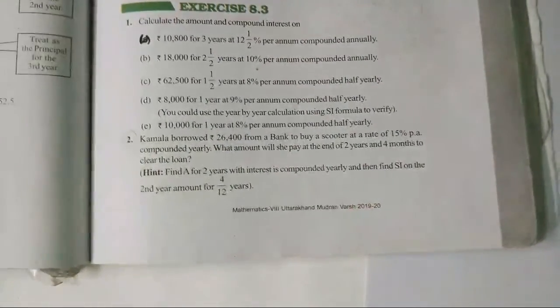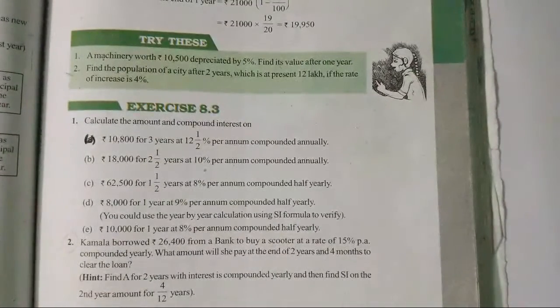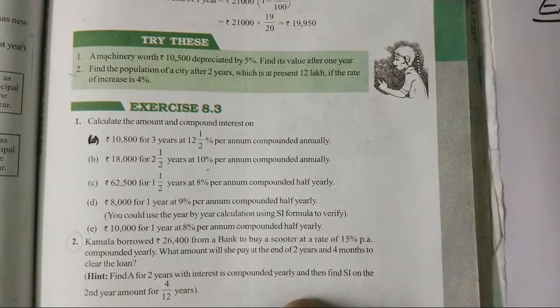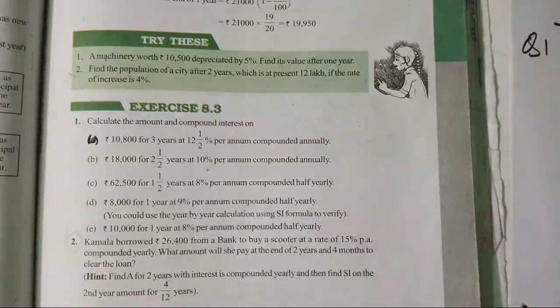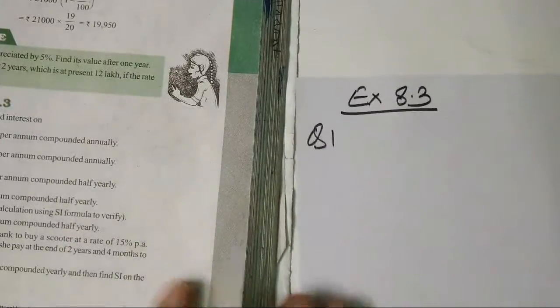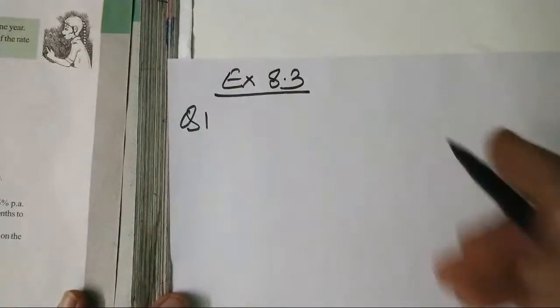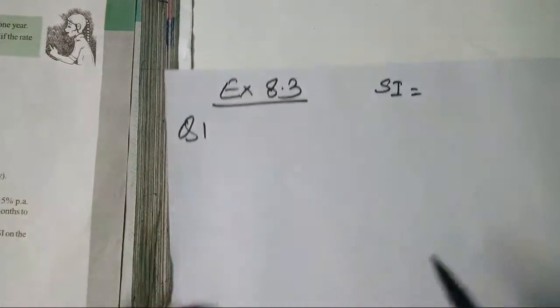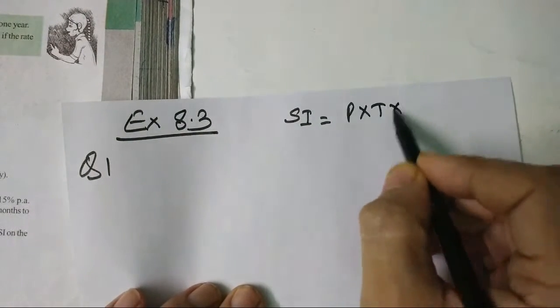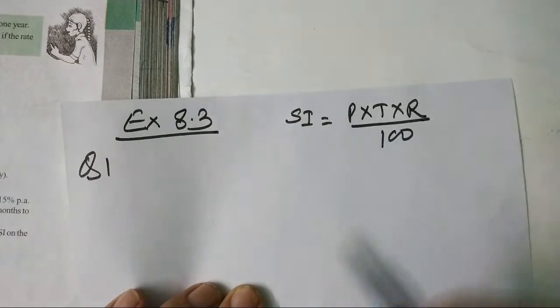So the first question is calculate the amount and compound interest. Calculate the amount and compound interest on a principal of rupees. So what is the simple interest formula? You have already used a formula which is called the simple interest formula. The simple interest formula which you have used in the previous classes is principal into time into rate upon 100.